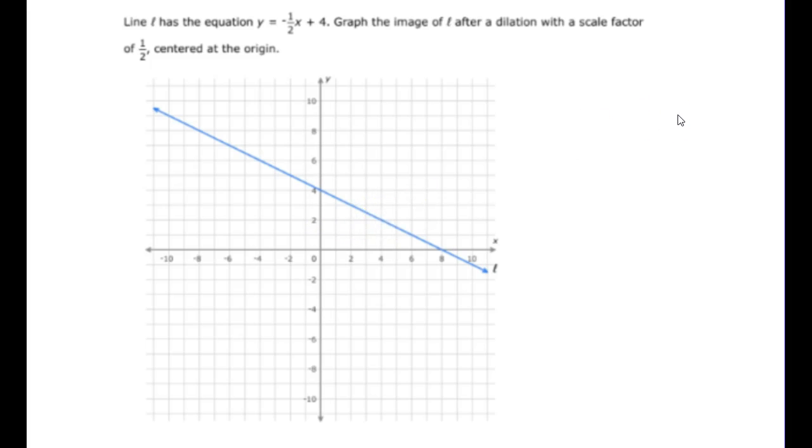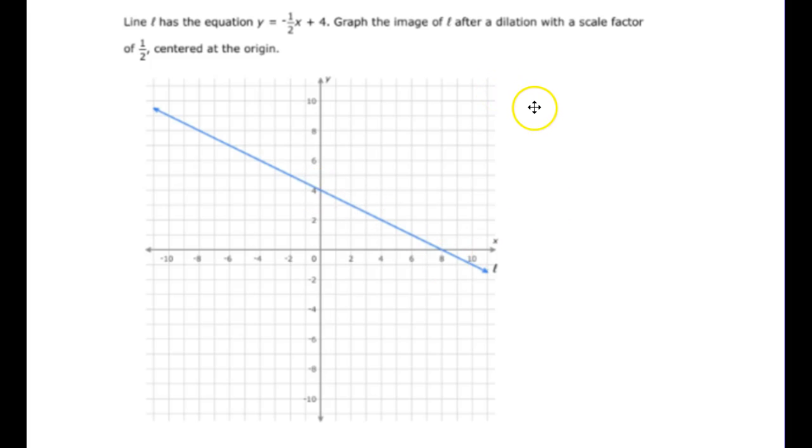So we want to graph the image of L after a dilation with a scale factor of 1/2 centered at the origin. If you recall from the standard, the lines are going to be parallel. Okay, so the slope isn't going to change, and for our equation, what's going to change is the y-intercept. Okay, so we have 2 points we can focus on. We can focus on the y-intercept and the x-intercept.